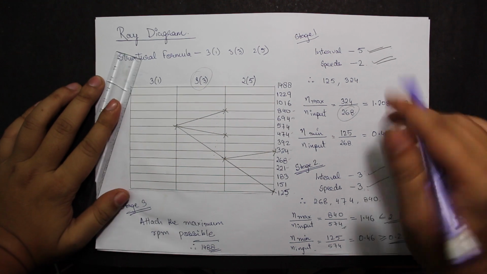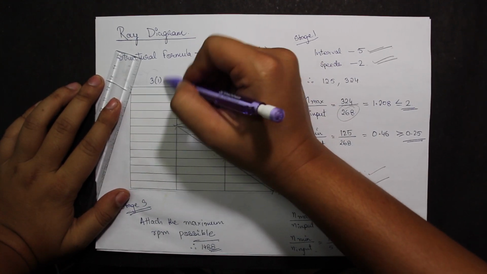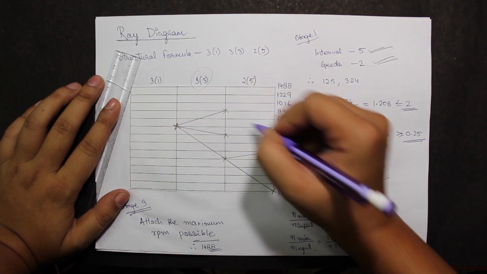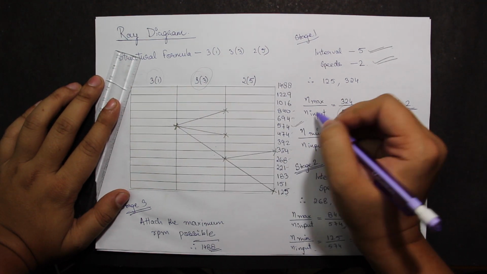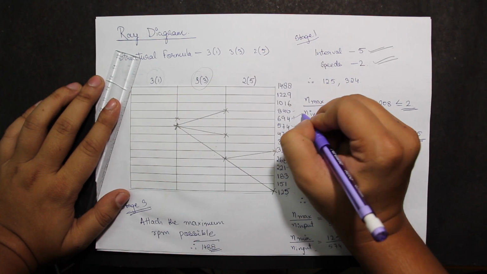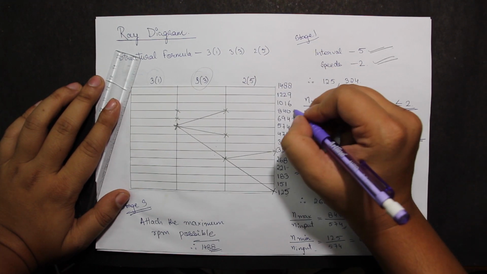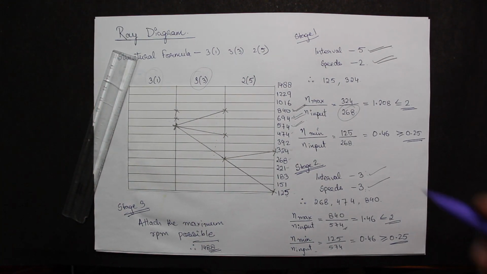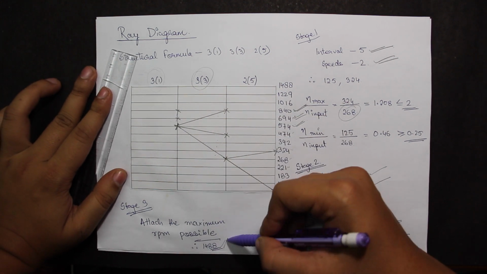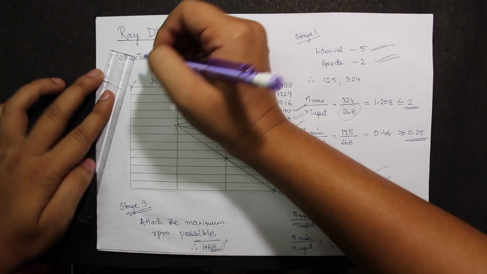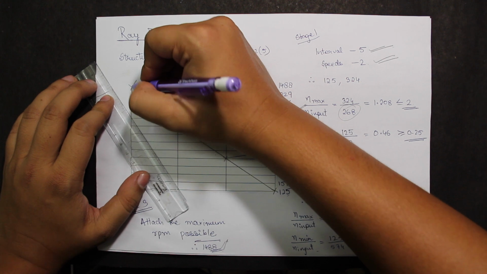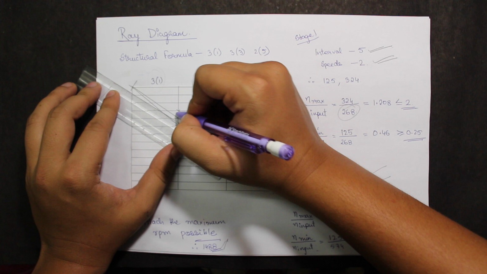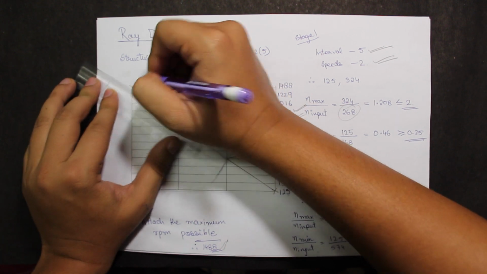This line over here will have 3 speeds with 1 interval each. That is, my first speed would be 574, second would be 694, and finally my third speed would be 840. For stage 3, I'll take the maximum possible RPM, that is 1488 over here. Now I'll be joining 3 more lines, 1488 to 574, 1488 to 694 and 1488 to 840.